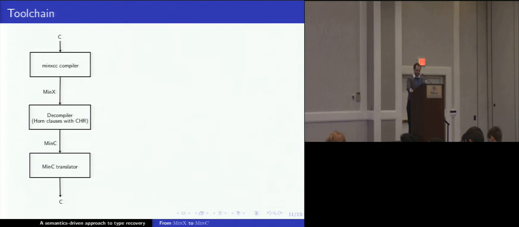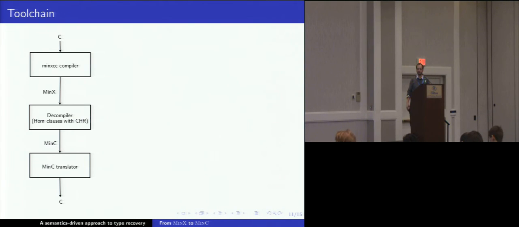Now, so far I've talked about a relation, and the nice thing about it is that as we basically have Horn clauses, we can turn that into an implementation quite straightforwardly to take our decompiler relation into a decompiler. So we wanted to test this. So we built our decompiler with CHR, essentially, very straightforward.